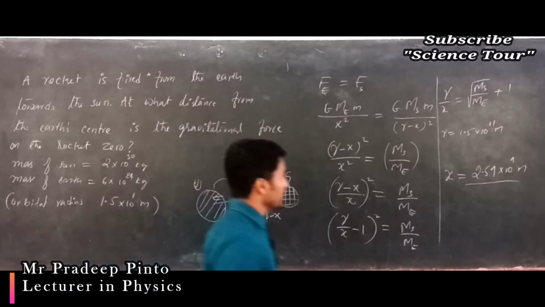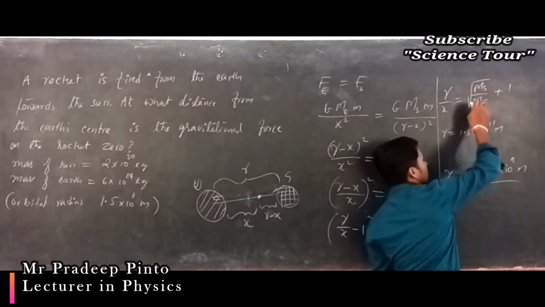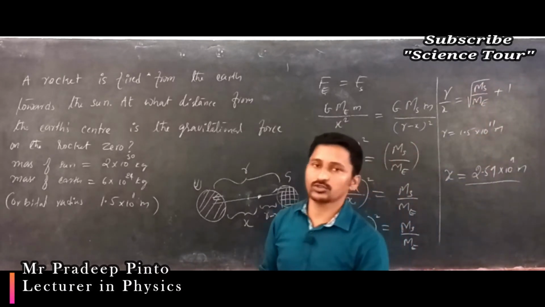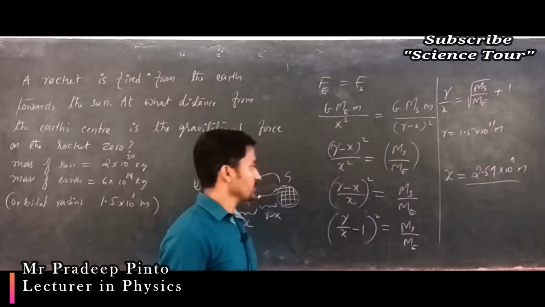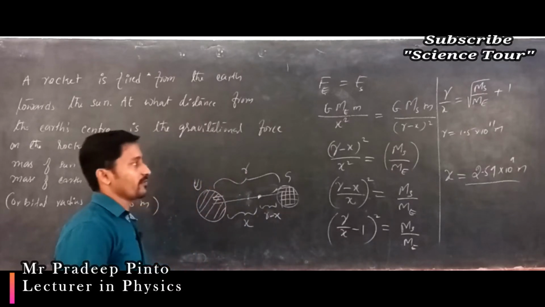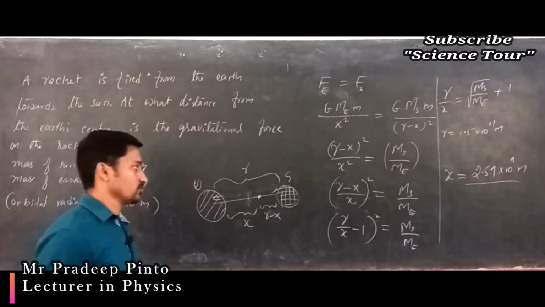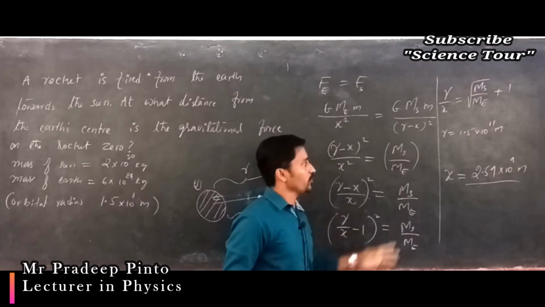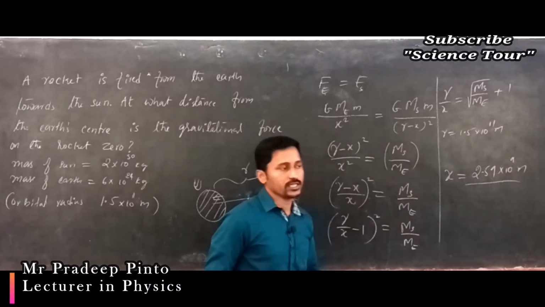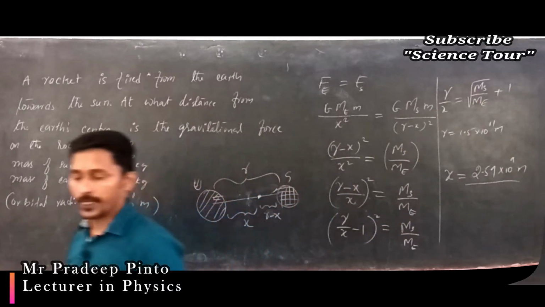So substitute the mass here, all the substitution you have to do clearly. Hence we are going to get the value, that is 2.59 into 10 to the power 9. So this is the method we can use. So this is about this problem.